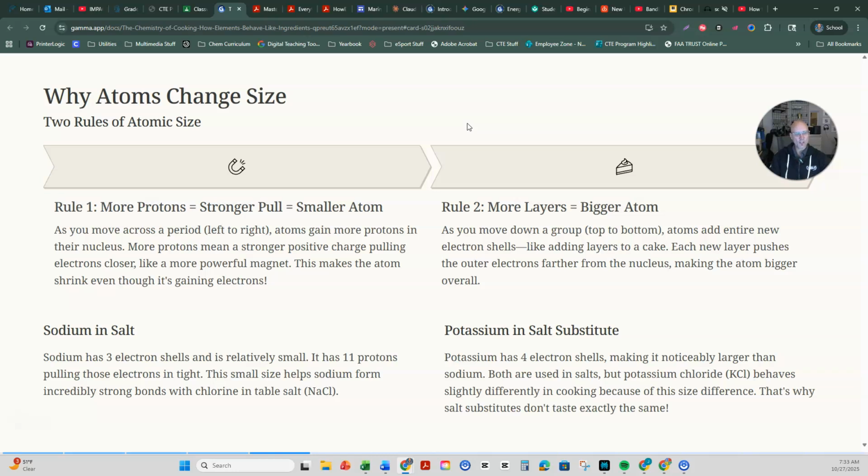It has 11 protons pulling those electrons in tight. This small size helps sodium form incredibly strong bonds with chlorine in table salt, which is NaCl, sodium chloride.